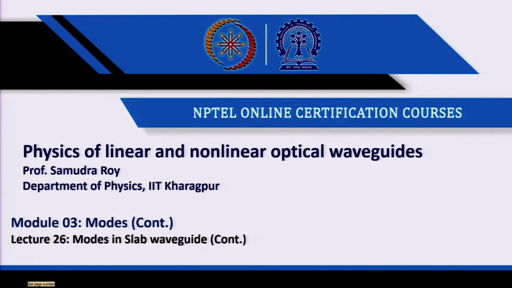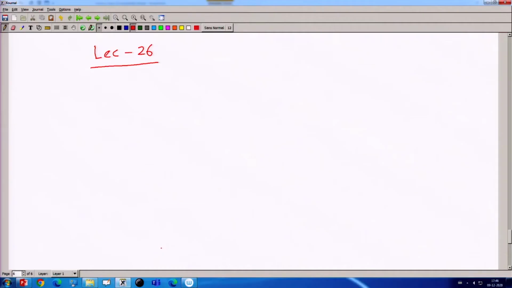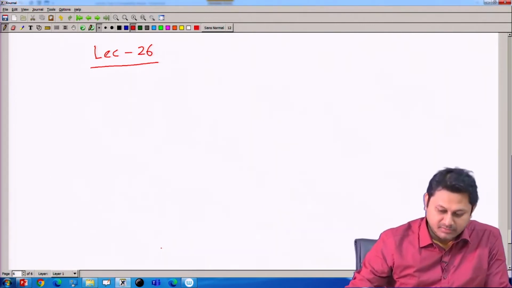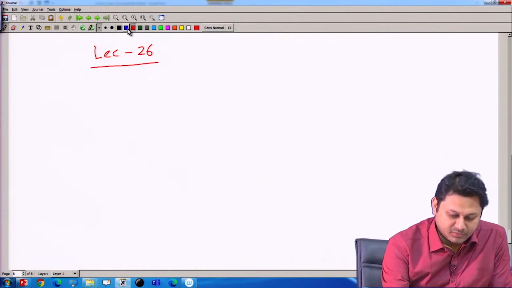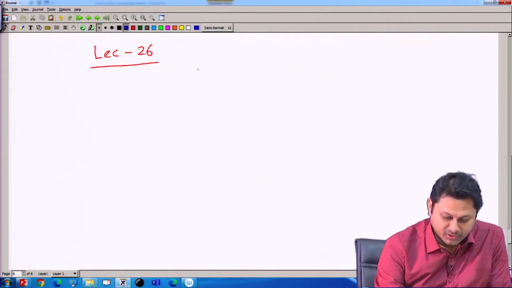So, today we have lecture number 26 and in this lecture we will continue our discussion on modes in slab waveguides. In the last class we drew the modes, so let me draw once again quickly how the modes will look like.